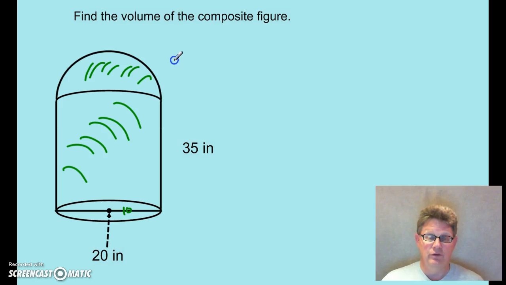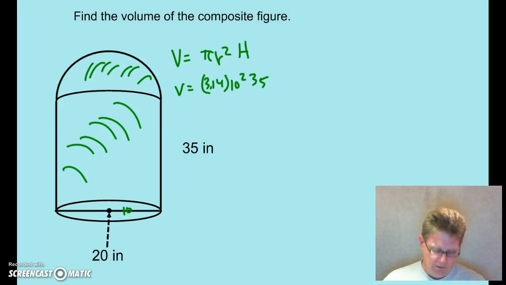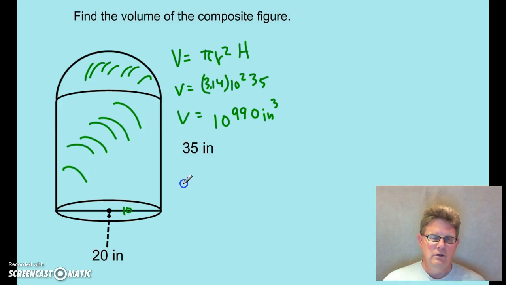So let's find the volume of the cylinder first. Volume of a cylinder is pi r squared h. So 3.14 times 10 squared times 35. The volume is 10,990 inches cubed for the cylinder. Now let's go ahead and find the volume of the hemisphere.